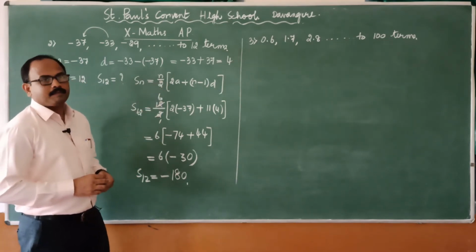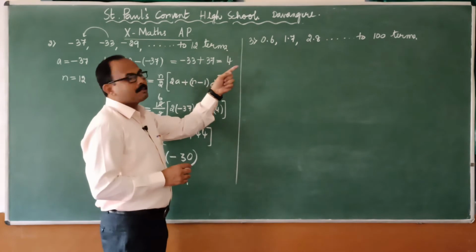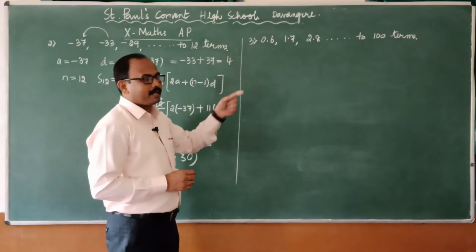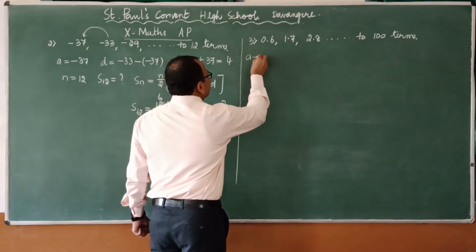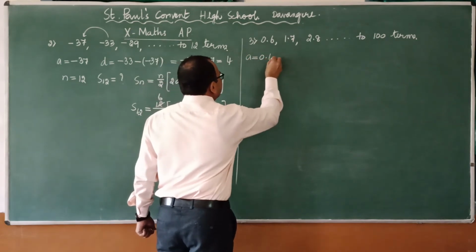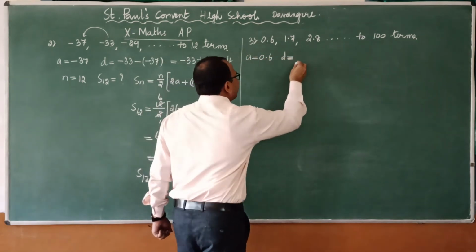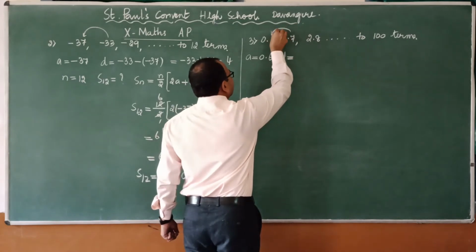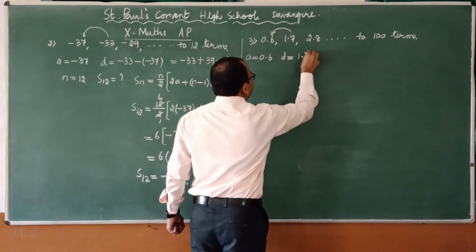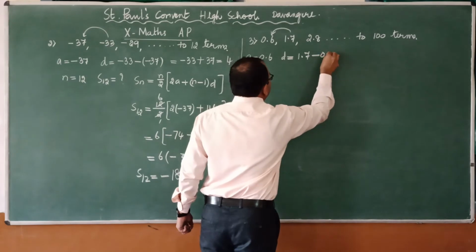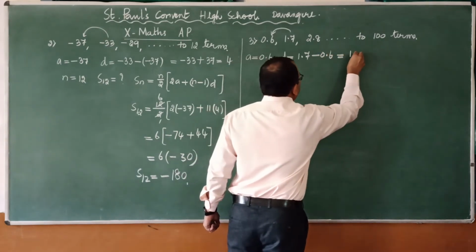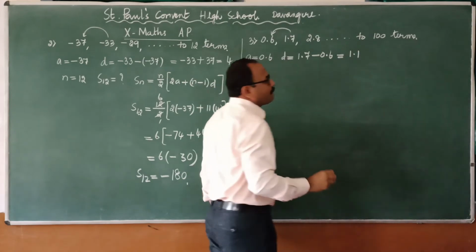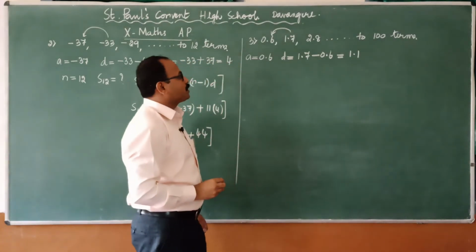In the third sum, we have a decimal part, children, a decimal point. Therefore, we shall write the given. a is nothing but 0.6. d is equal to a2 minus a1, which will become 1.7 minus 0.6, which will become 1.1, children. Common difference becomes 1.1.